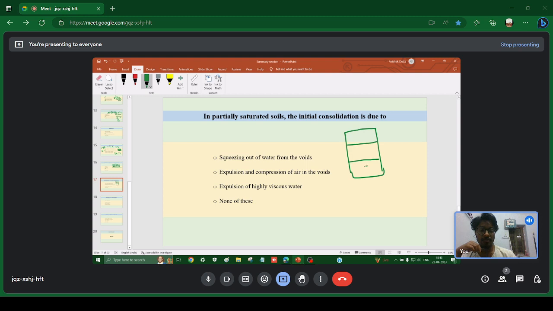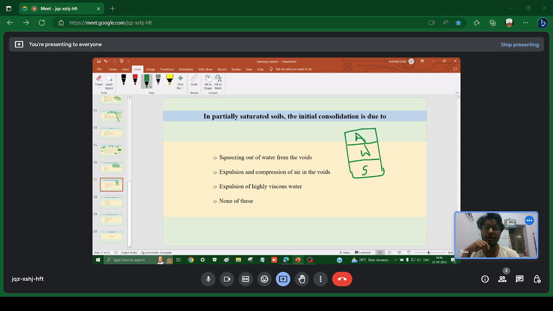It has the soil solids, it has water, it has air. Now, when I say squeezing out of water from the voids, obviously consolidation means squeezing out of water from the voids. In the third option, we have expulsion of highly viscous water. That is also possible, it is also a part of consolidation. But here I am talking about specifically two things.